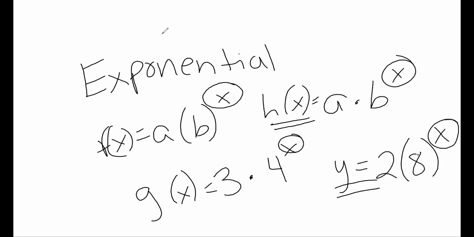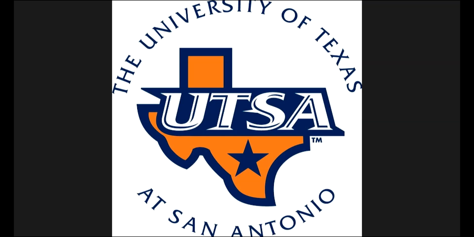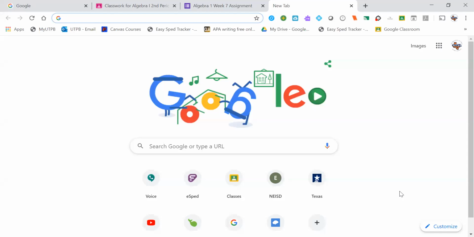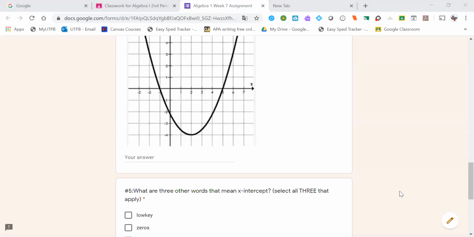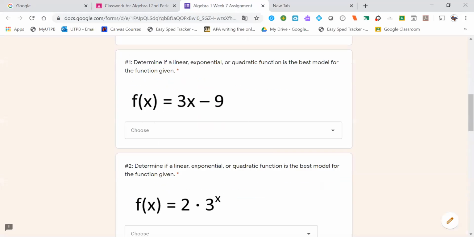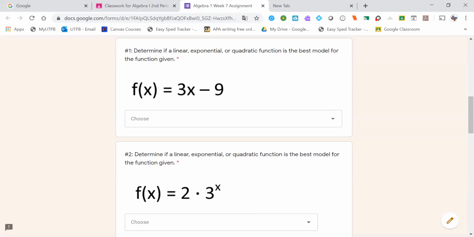All right, I'm going to leave this how it is. I'm going to jump to the assignment. Okay, so I'm sharing my screen right now. I got to move my cursor real quick. And we're going to look at the assignment for the week. So when we're looking at number 1, see, there's that f of x equals. Don't worry about that. That's just naming the graph. We're only concerned with what is after the equal sign.